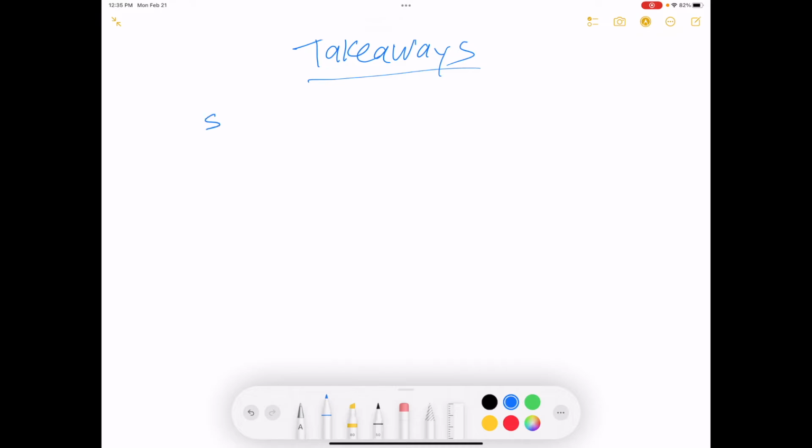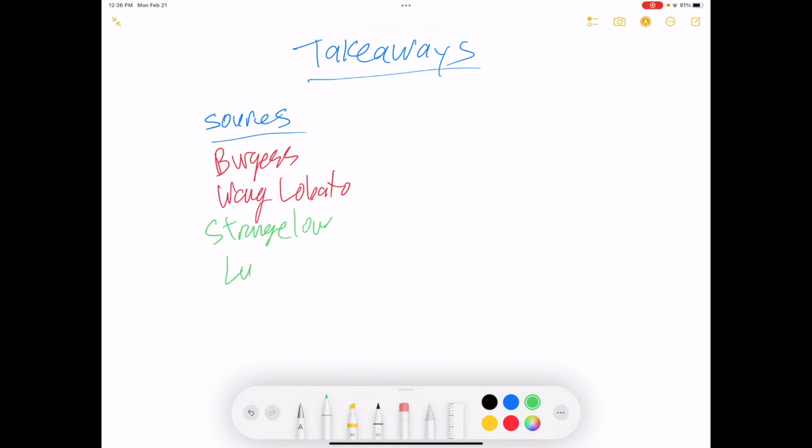One, clearly there are the different sources we have used, right? So in the platform unit, we had Burgess and Wang and Lobato, right? Speaking about platforms in general. We, of course, also had Strangelove and Lu, right? Both of them brought in things that you could use in that.